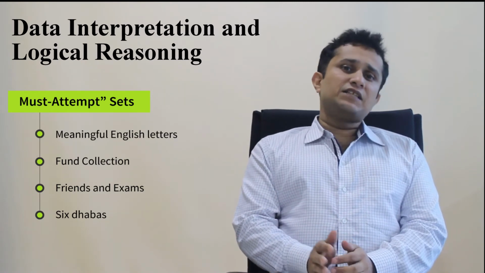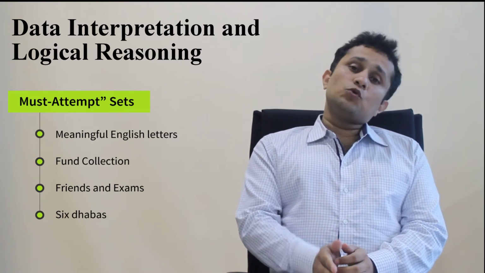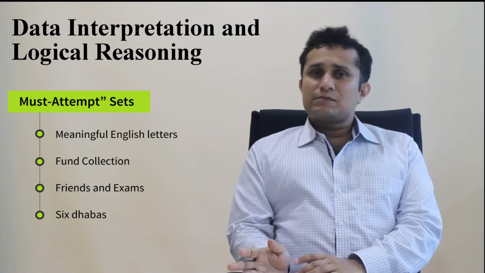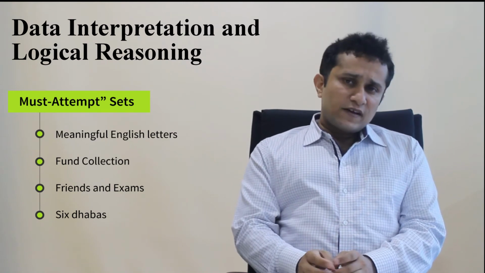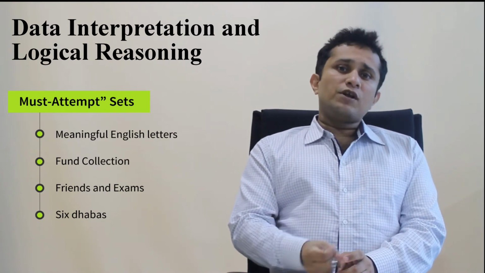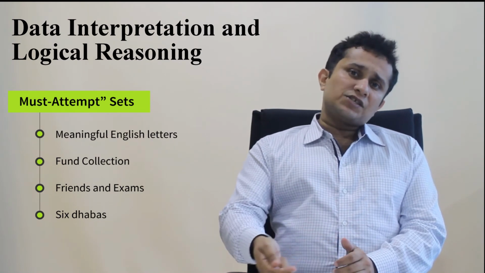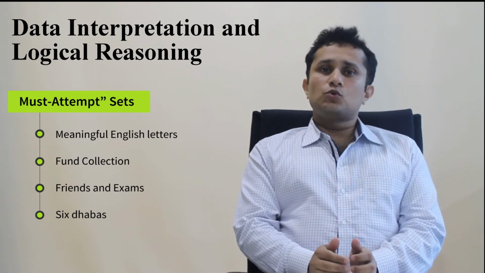Again, this was easy, this should have been completely solved. There were 2 more sets that were doable. One set was on friends and the exams that they take, CAT, SNAP, XAT, etc. This set would have taken some time, but the beauty of this set was that once you solved it, you would have been able to answer all the questions of the set easily. So this was again a must-do set.